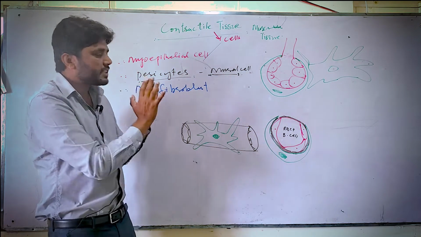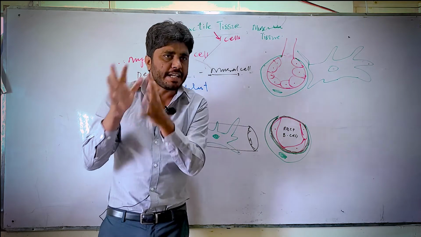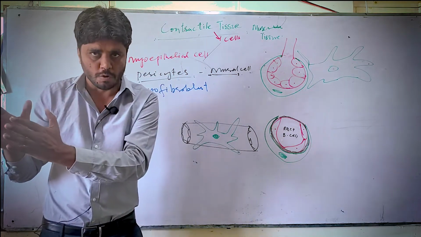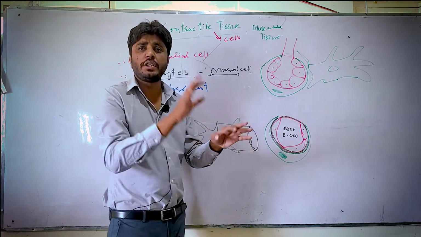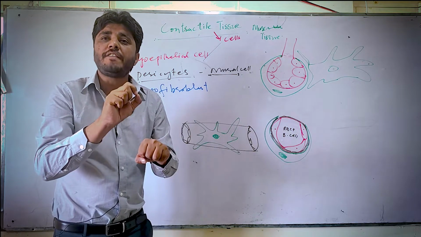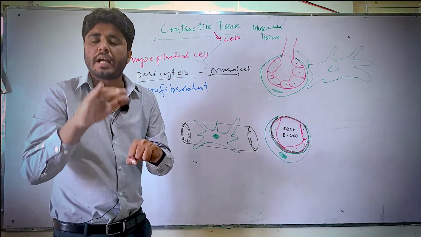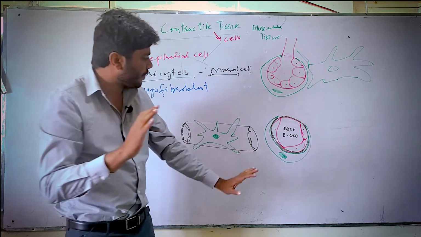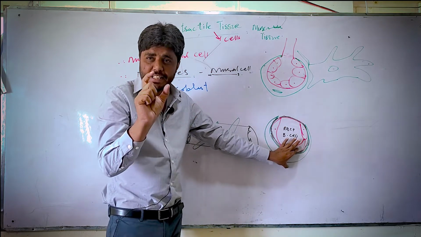Pericytes are found associated with capillaries, venules, and arterioles. They are located on the basal lamina of the endothelial cells of capillaries, venules, or arterioles. Most commonly they are found on capillaries.